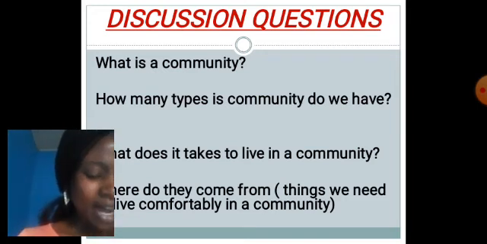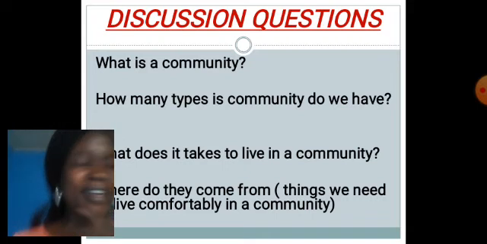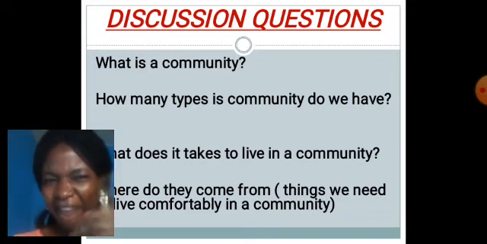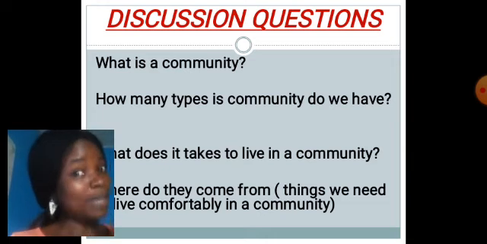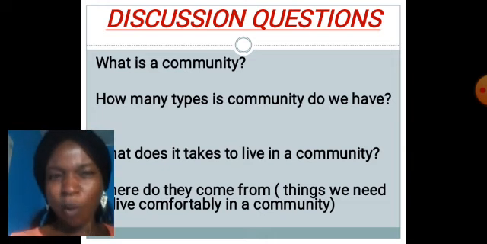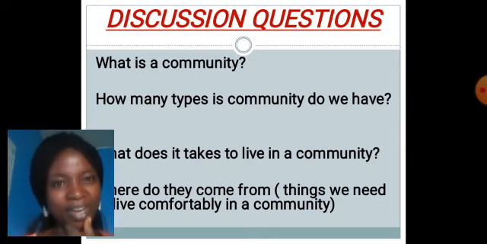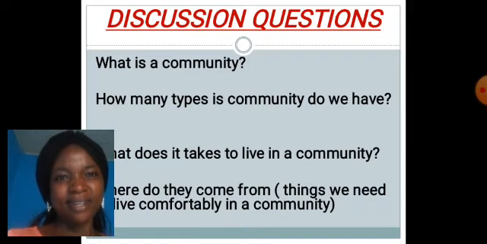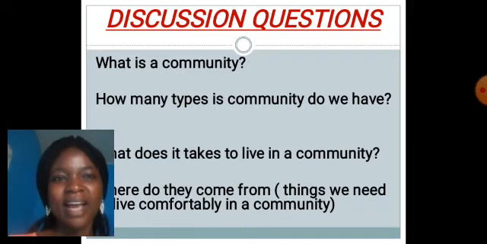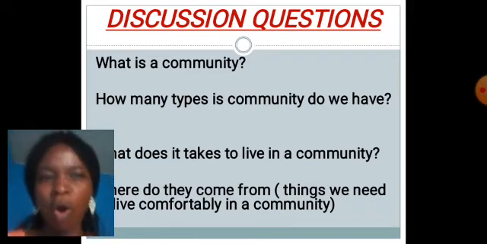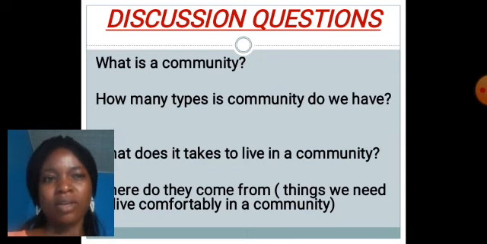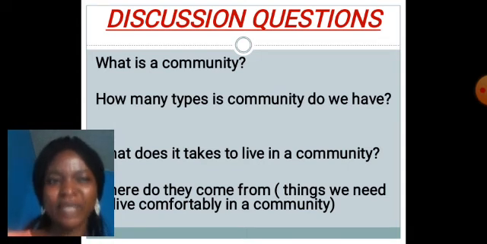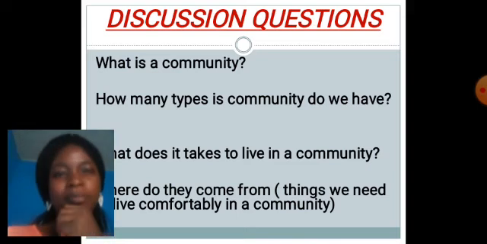Have you ever thought of what it takes for us to live in a community? For us to live successfully in a community, what do you think that we need? For us to be comfortable in a community, what do you think we need? And where do you think these things come from? Remember I said, what does it take to live in a community? And where do those things that we need come from?